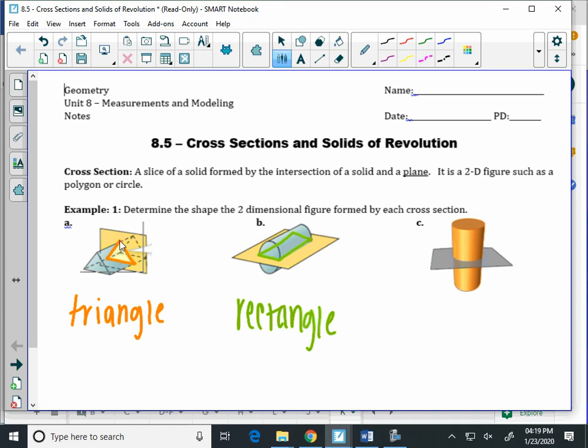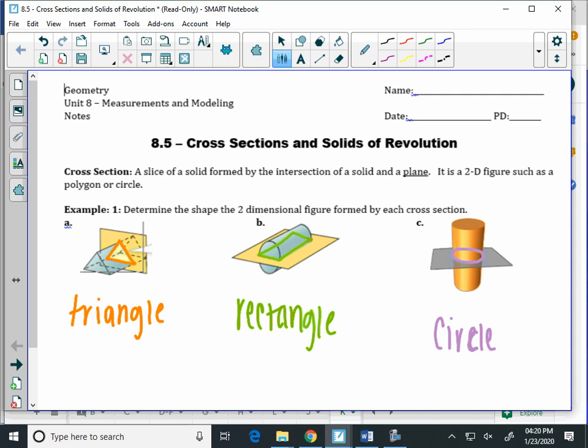If we take a look at the third one, again, I'm going to trace. So we have this cylinder. I trace along the outside of the cylinder, along the three-dimensional figure, along the plane, and I'm estimating what's happening behind it. If we trace along the outside of that cylinder, along the plane, I get a circle. I wrote circle weird, that C looks like an E. I'm sorry, this is a C.